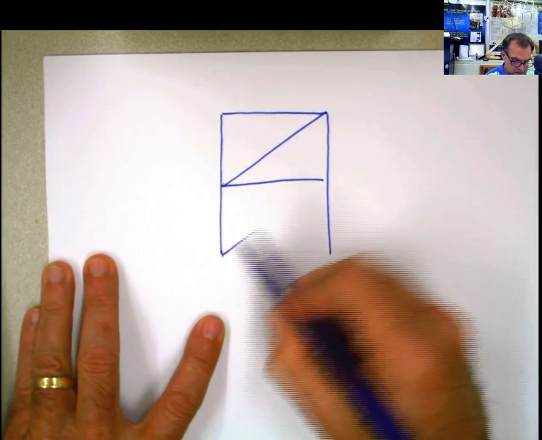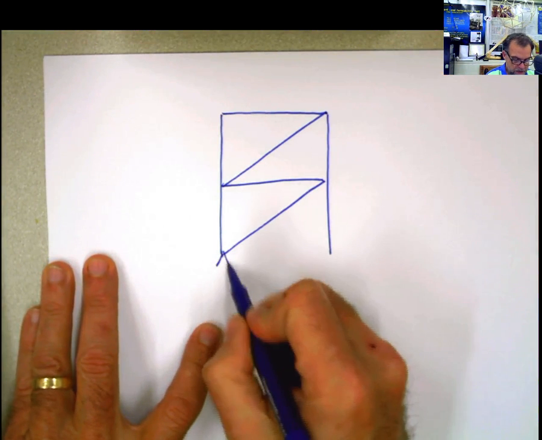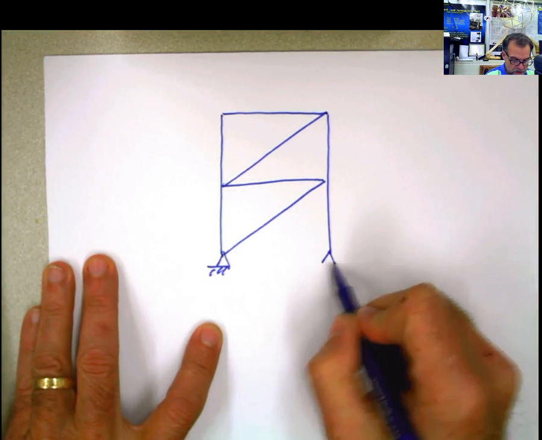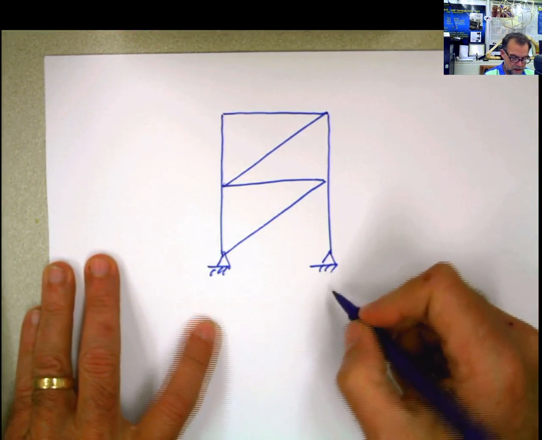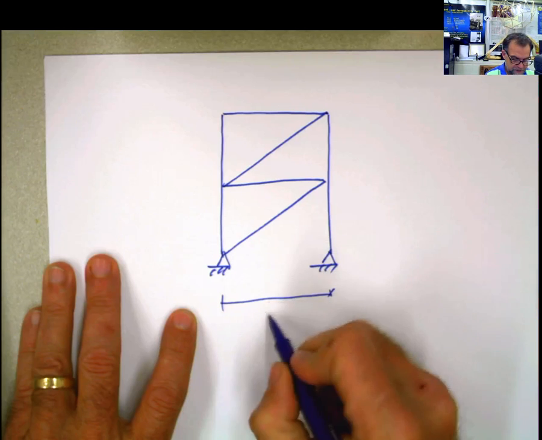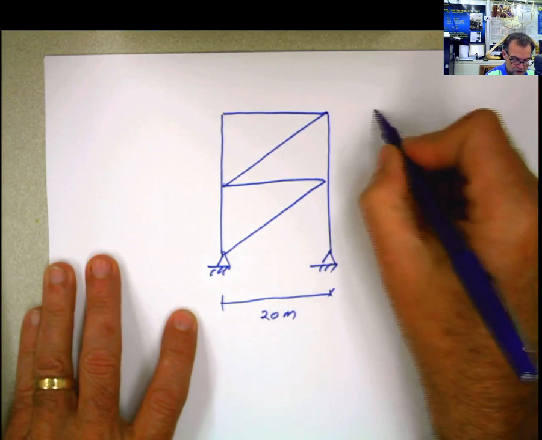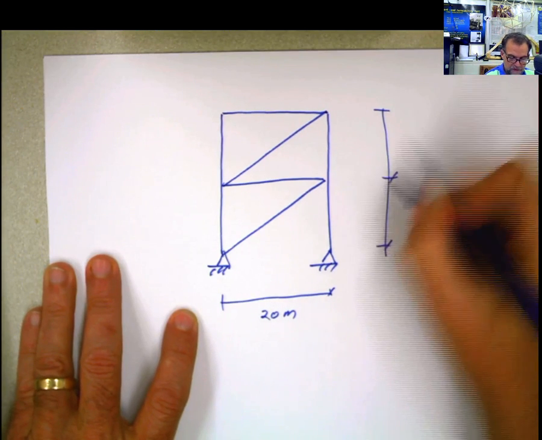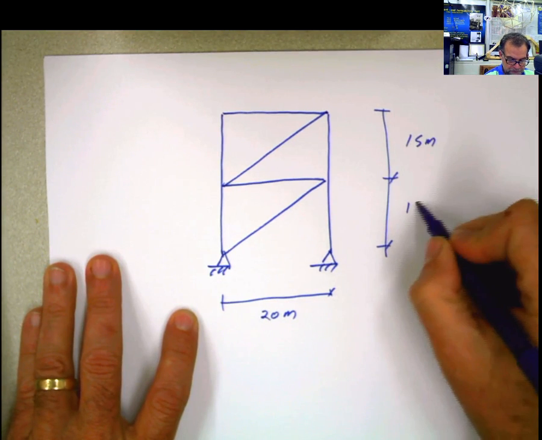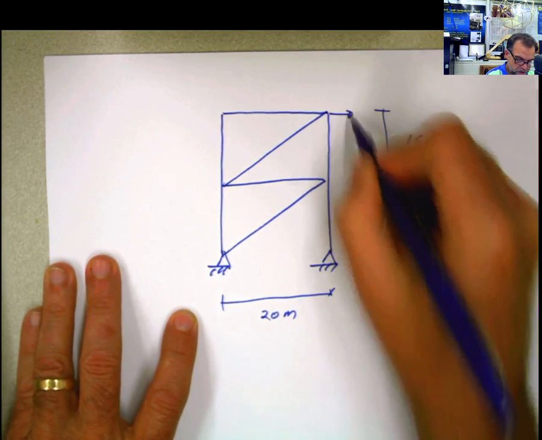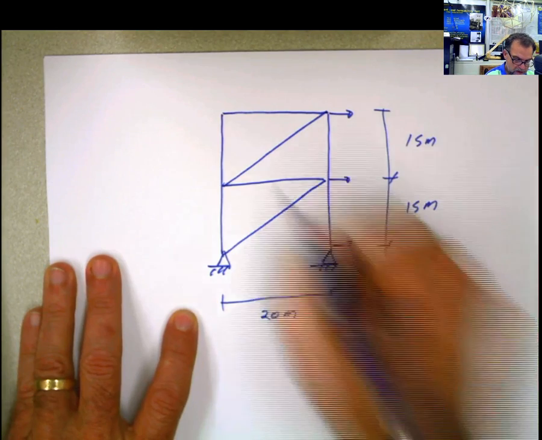So I have these diagonals here. I have this pin support, and this distance is 20 meters. These two are 15 and 15 meters. And then I have some forces applied, of course, at the joints.